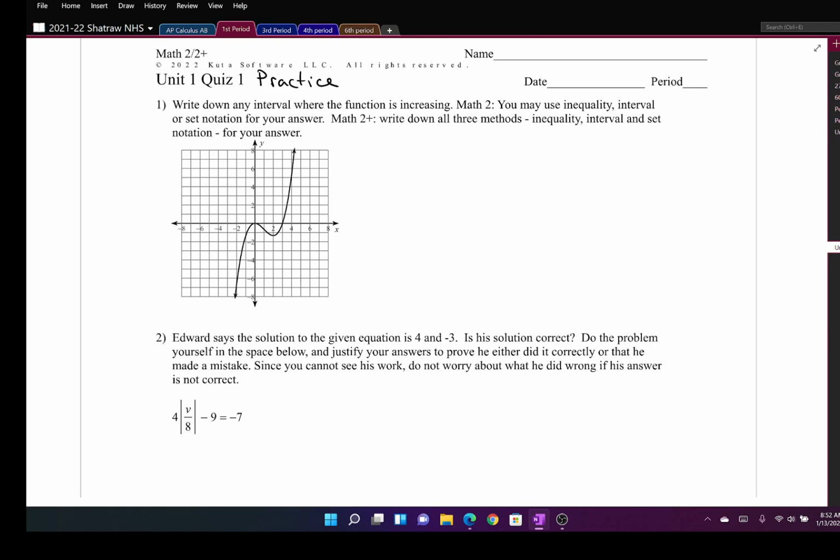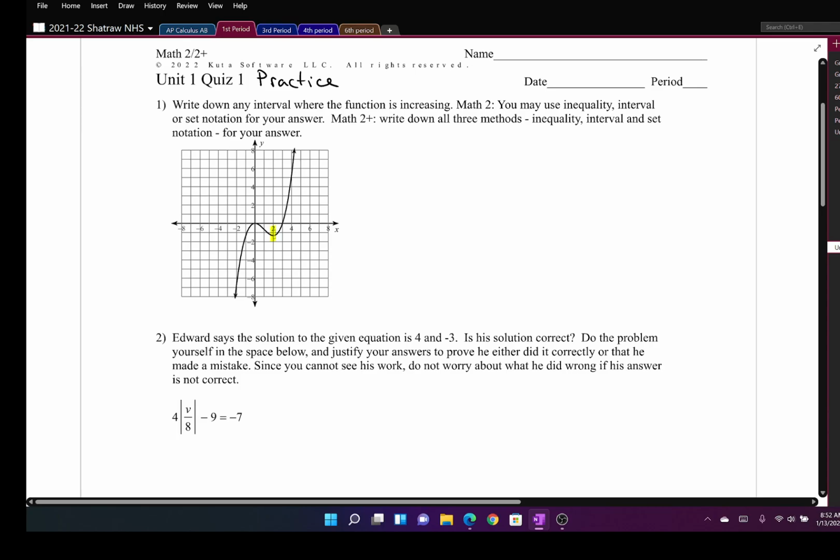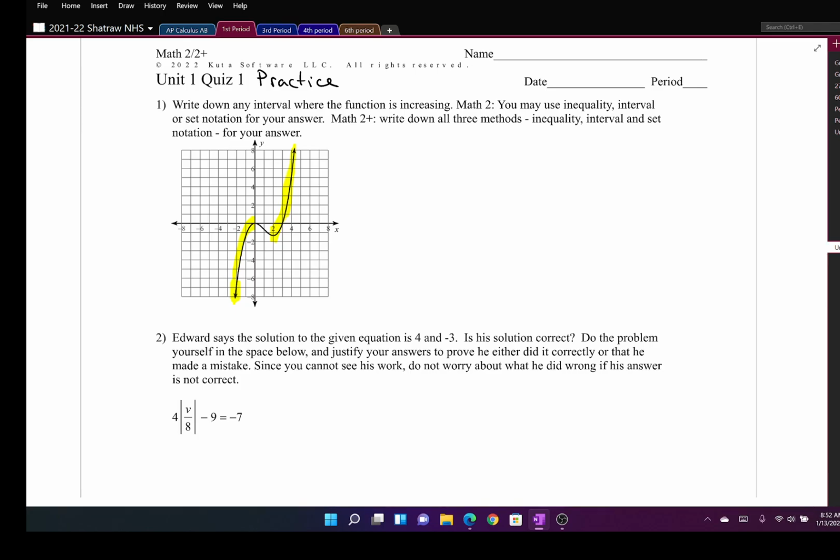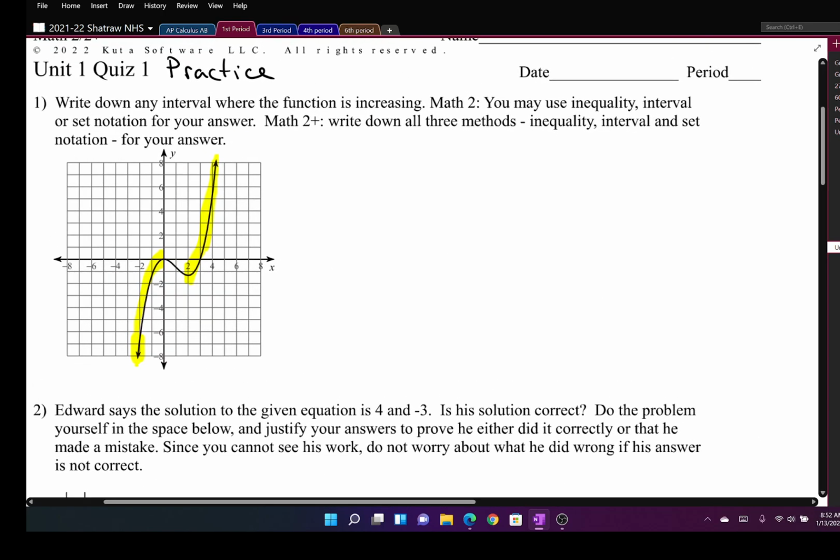So I'm trying to look to see where it is increasing, and there's a little mini low point right there. All of that is increasing. Here I'm coming on from negative infinity and I'm going up to 0. And so there's a lot of it that's increasing. You know what I mean? There's a lot of that graph that is increasing. So now I want to do my inequalities.